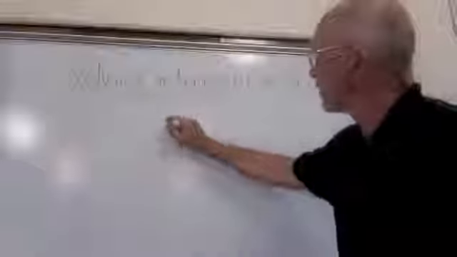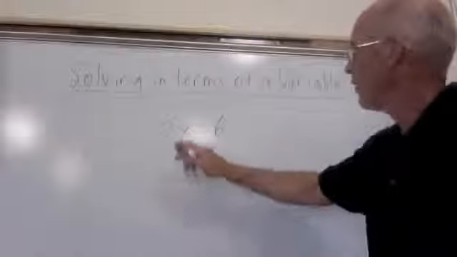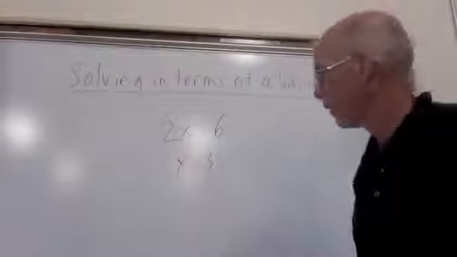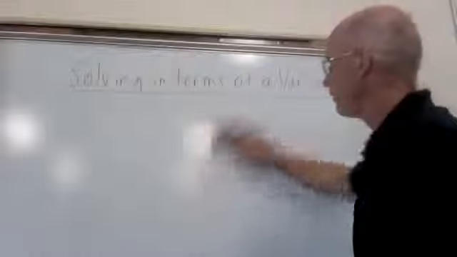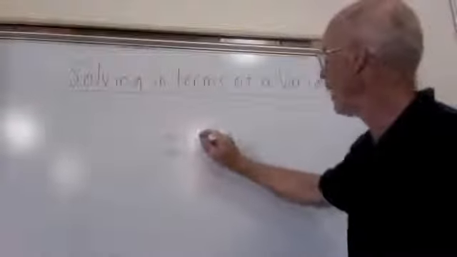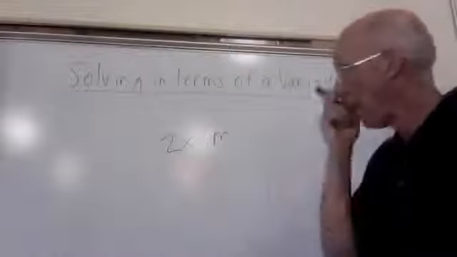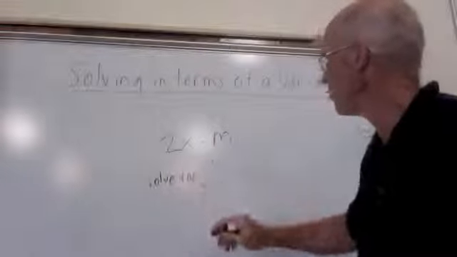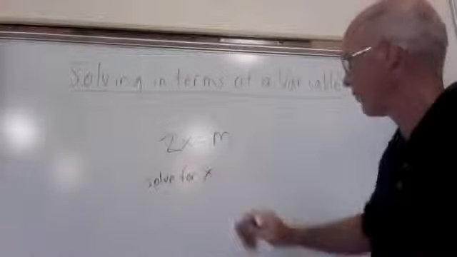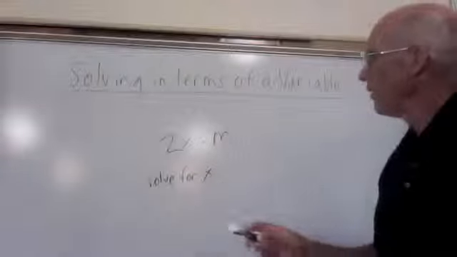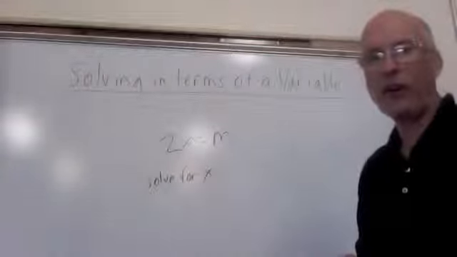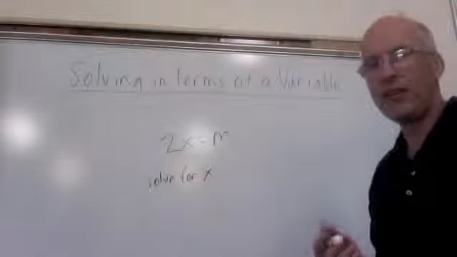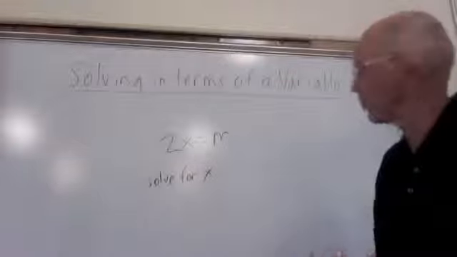You've already had practice with things like 2x equals 6, and you solve and you get x equals 3. That's in terms of x. What happens, though, if we had 2x equals m? They'll always say solve for, and they'll tell you which variable to solve for. Solve for x. So all this means is we're going to get x on one side by itself, and we're going to move everybody else to the other side. Okay, so it's not a huge complicated thing. It's just something you maybe not be familiar with.